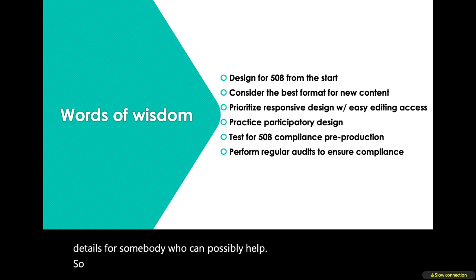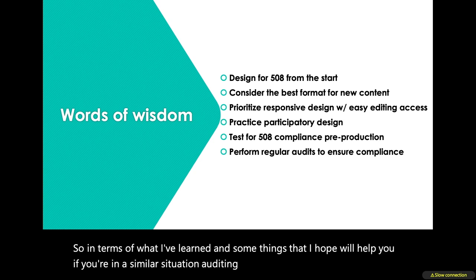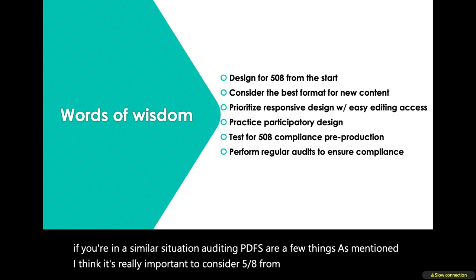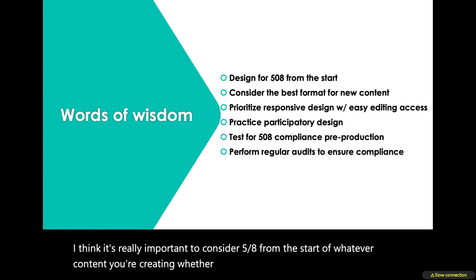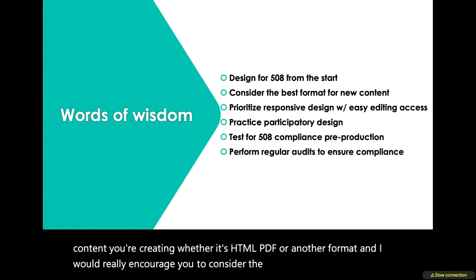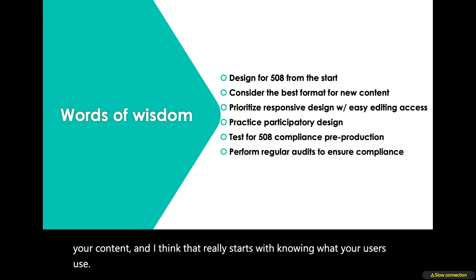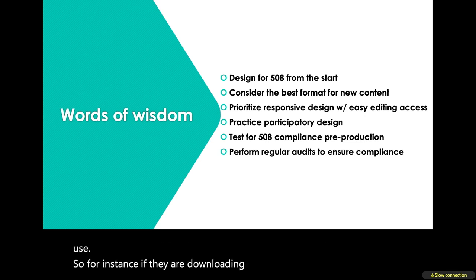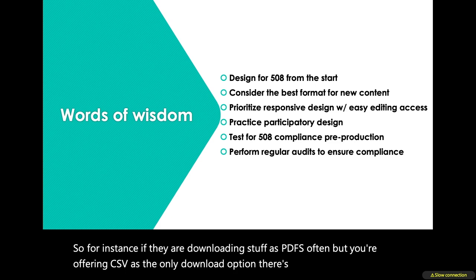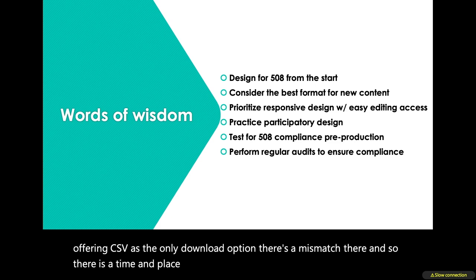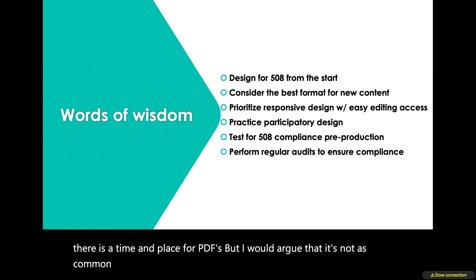So in terms of what I've learned and some things that I hope will help you if you're in a similar situation auditing PDFs are a few things. As mentioned, I think it's really important to consider 508 from the start of whatever content you're creating, whether it's HTML, PDF, or another format. And I would really encourage you to consider the best format for your content. And I think that really starts with knowing what your users use. So for instance, if they are downloading stuff as PDFs often, but you're offering CSV as the only download option, there's a mismatch there. And so there is a time and place for PDFs, but I would argue that it's not as common as it is often used, maybe.